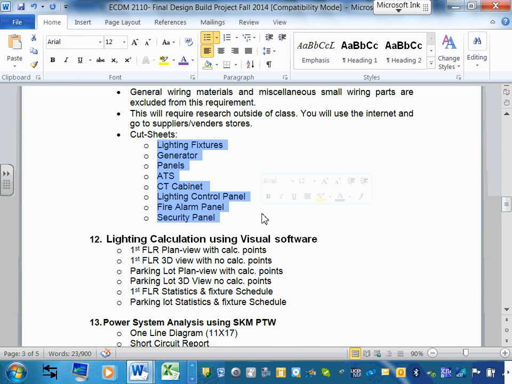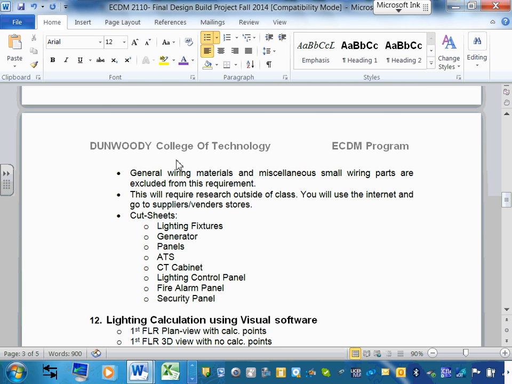For the commercial project, you guys are big boys now. You don't need to have a cut sheet about receptacle like we do in residential. Only the major equipment like lighting and power equipment, all lighting fixtures, all mechanical equipment, all electrical equipment like generator, panel, auto transfer switch, CT cabinet, fire alarm, and so forth. So these are the cut sheets you're going to be doing.